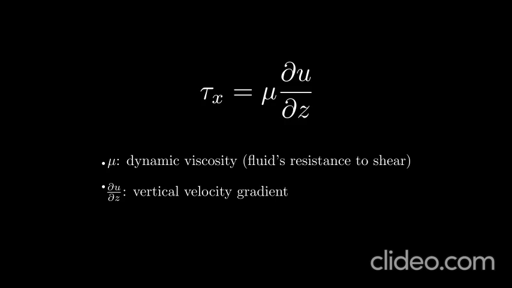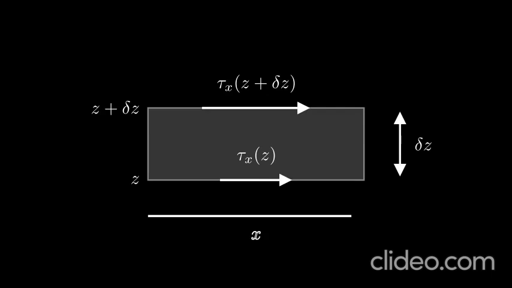And this top layer exerts a shear stress on the layer beneath it, which in turn exerts a shear stress on the layer below that, and so on. The stress between the layers is proportional to the rate of velocity change between them, which is dictated by the fluid's viscosity. We can visualize a slab of ocean fluid moving in the x direction with thickness delta z.